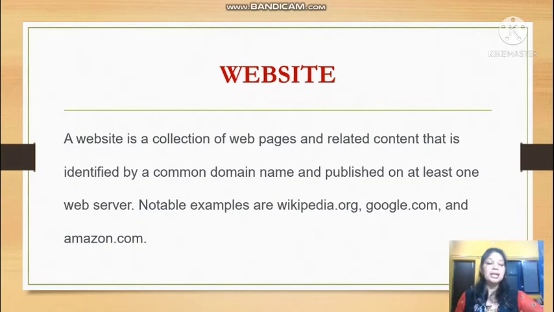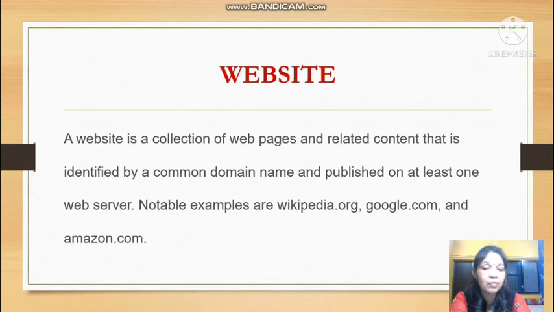So a website is a collection of different web pages which are linked together with the help of hypertext links. From one page you can jump to another, then another. So a website can contain many web pages, and all those web pages are related to each other. It is a collection of web pages and related content that is identified by a common domain name and published on at least one web server.